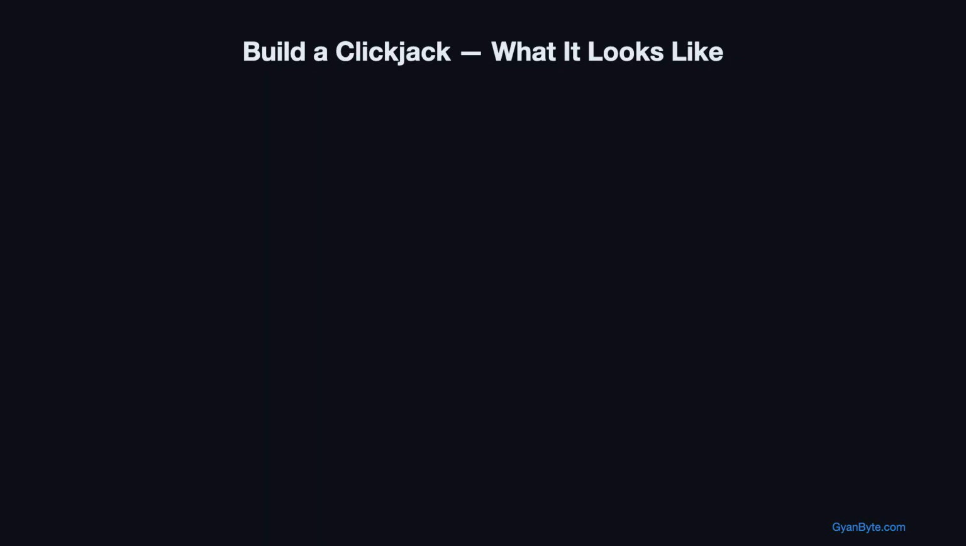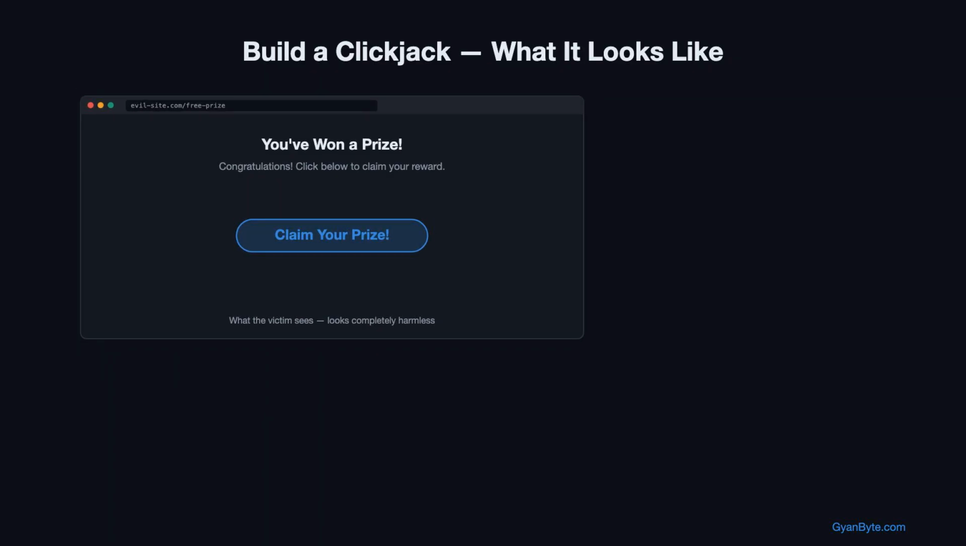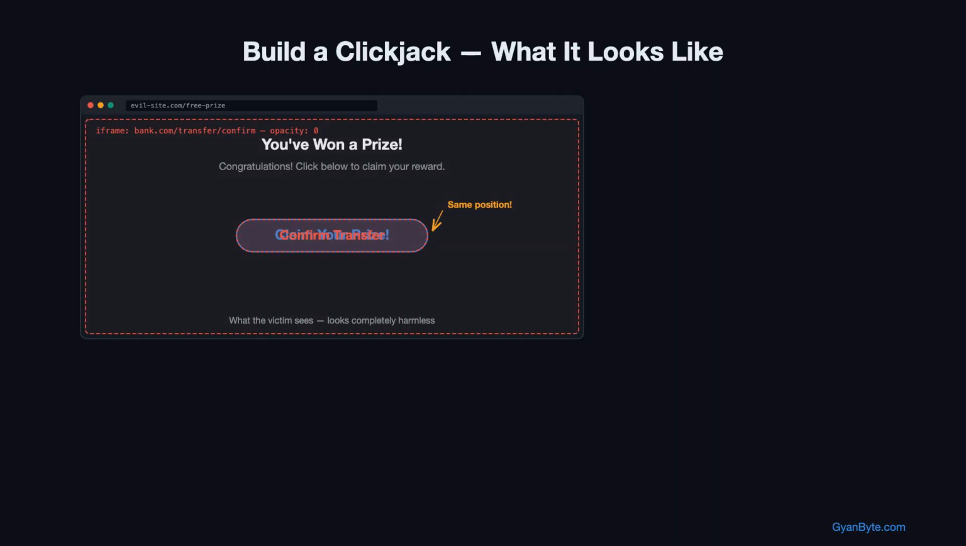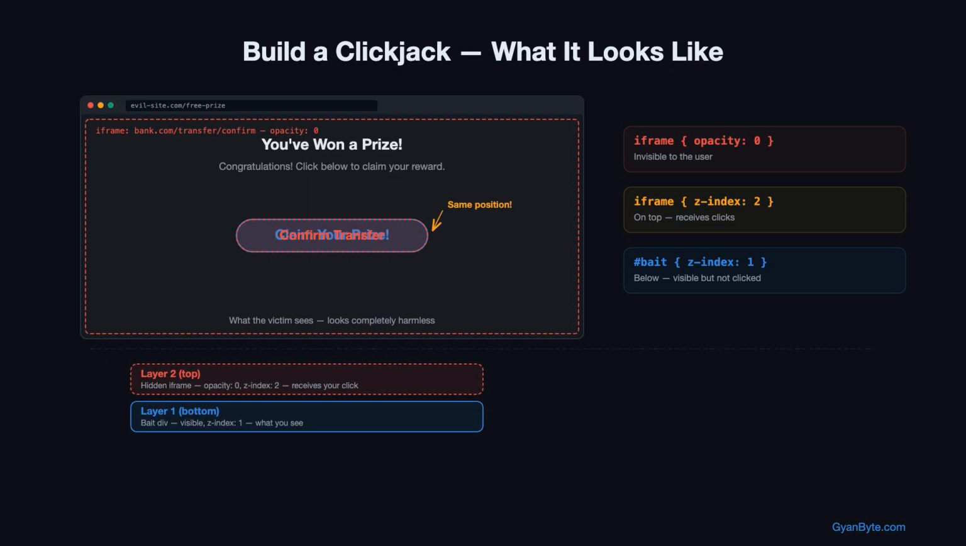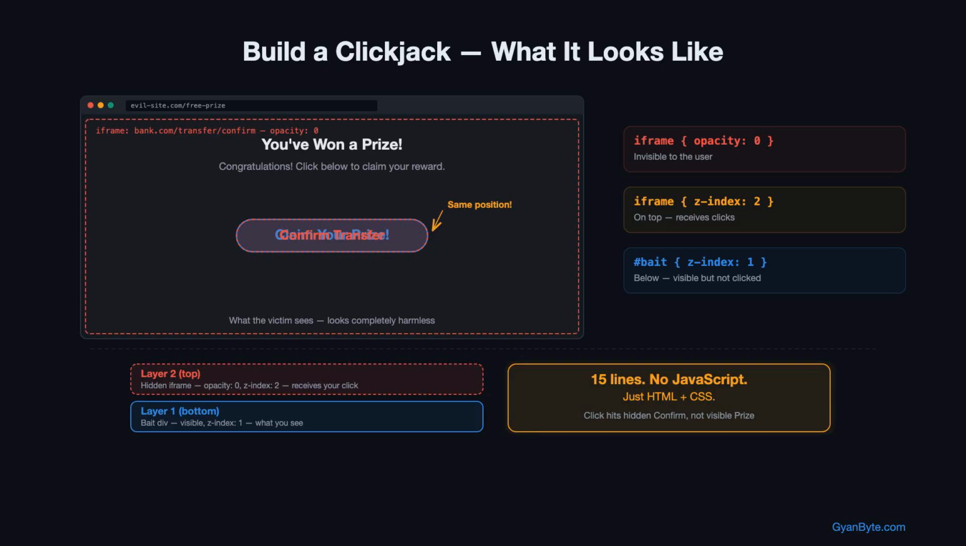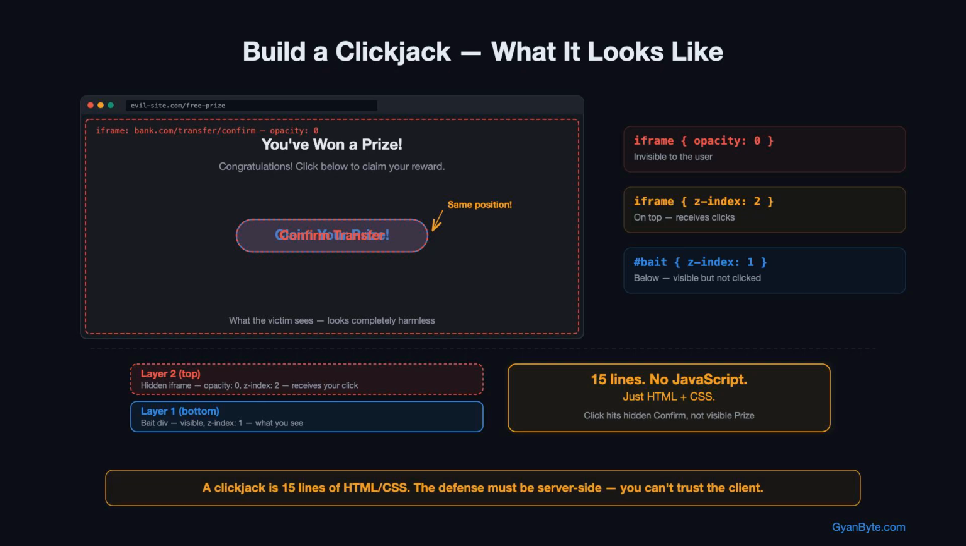This is the actual HTML and CSS an attacker uses. It's embarrassingly simple. First, the HTML, an iframe pointing to the target page, bank.com transfer confirm. Then a div on top, the bait. Click here to claim your prize. Now the CSS. The iframe gets positioned absolutely, takes up the full page, and gets opacity 0. Completely invisible. The bait div gets positioned exactly where the confirm button would be on the target page. Z-index -1, below the invisible iframe. That's it. 15 lines of code.